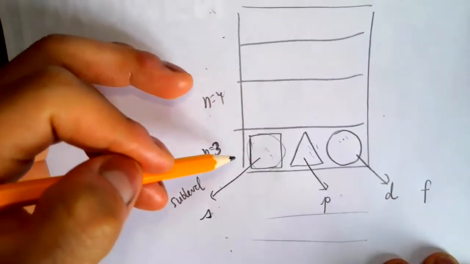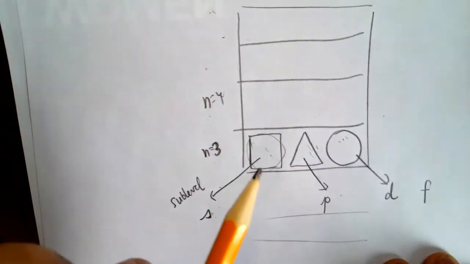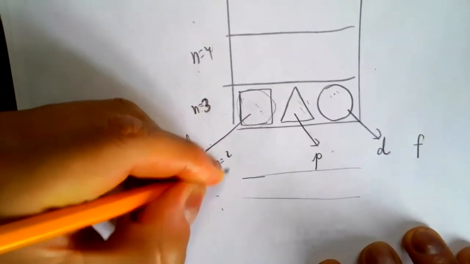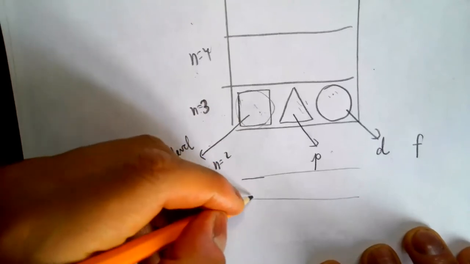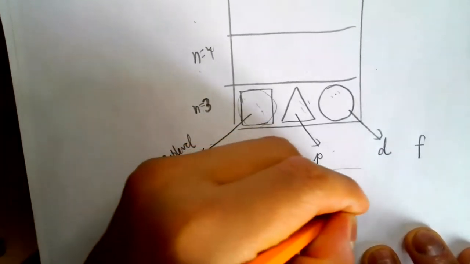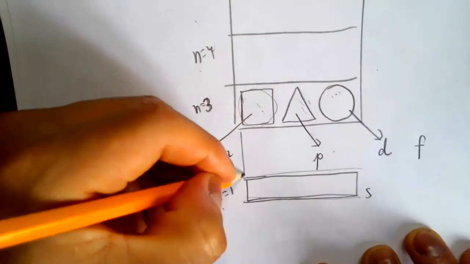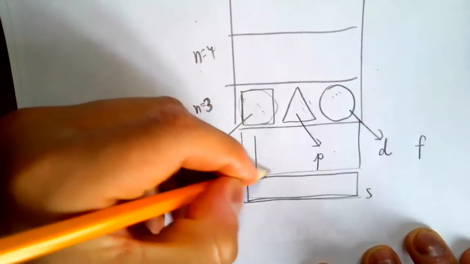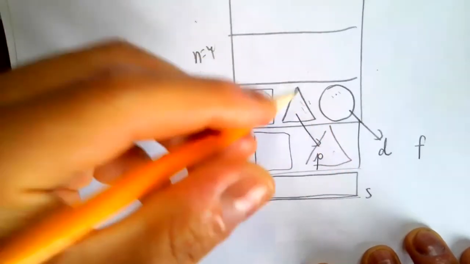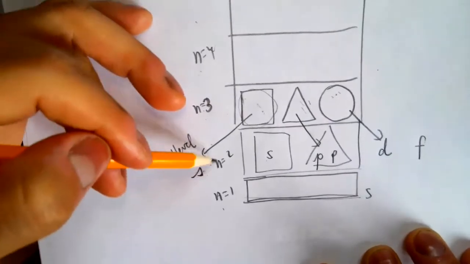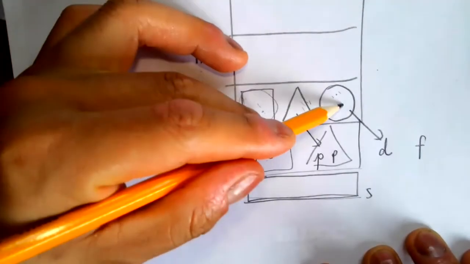Can every level have four sublevels? No. Some of the levels, for example, level one, only has one sublevel, which is the sublevel S. Level two only has two sublevels, the S and the P. Level three has three sublevels.